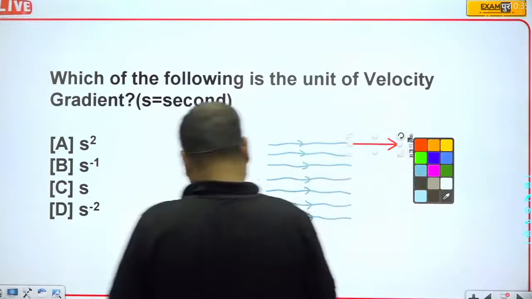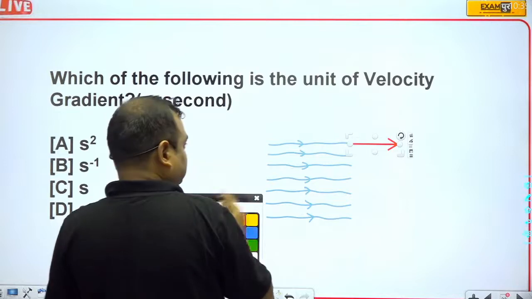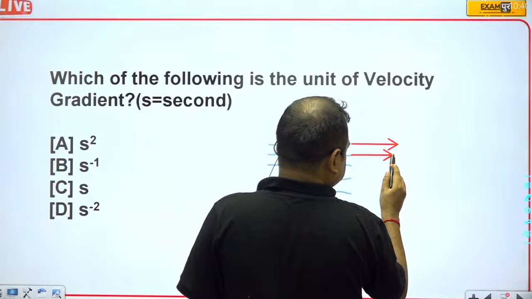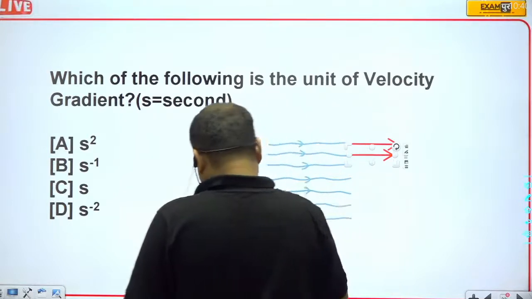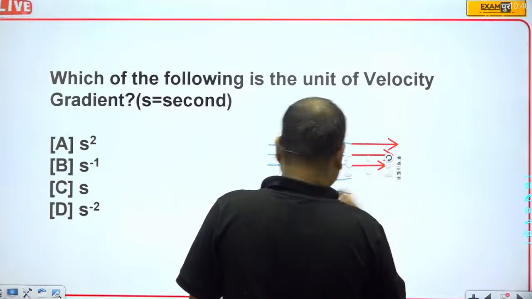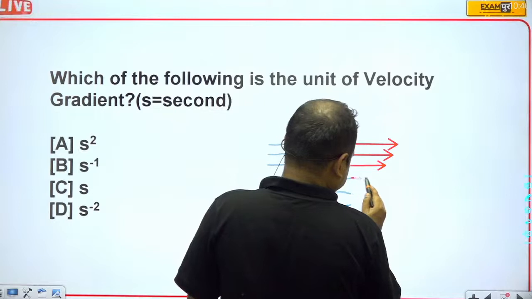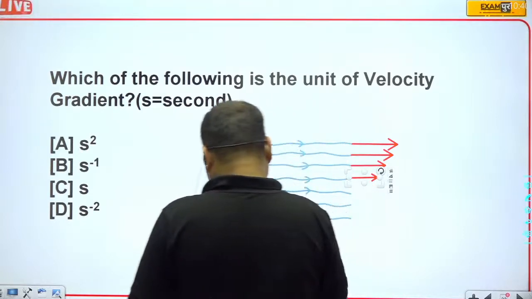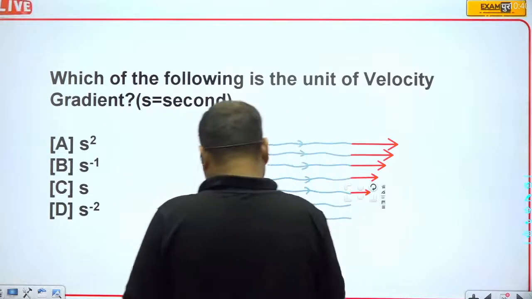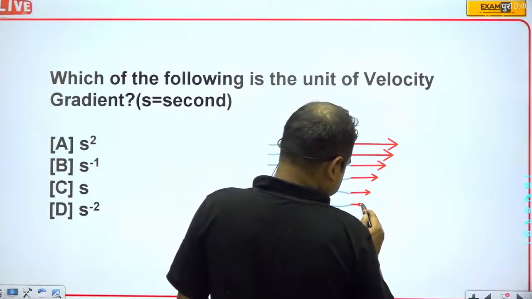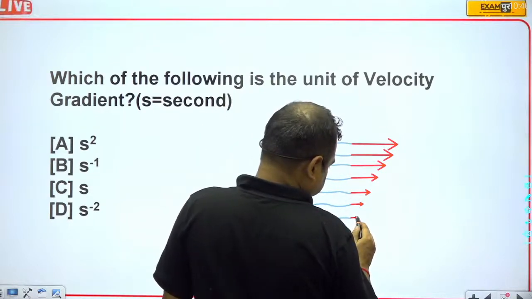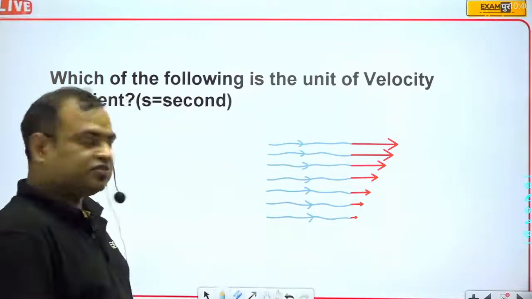Suppose that the speed continuously decreases as the depth increases. As the depth increases, the velocity keeps decreasing, like this.